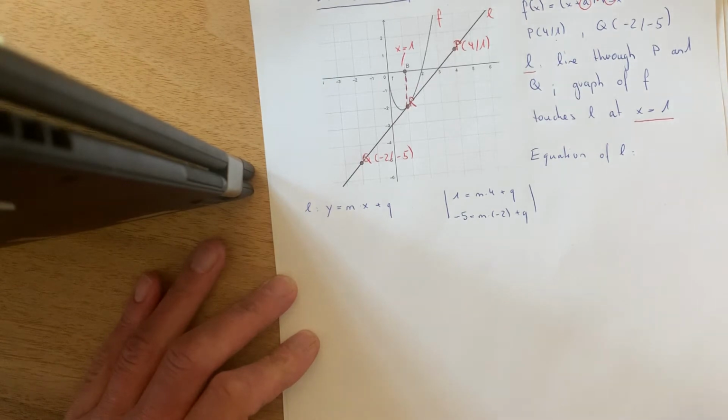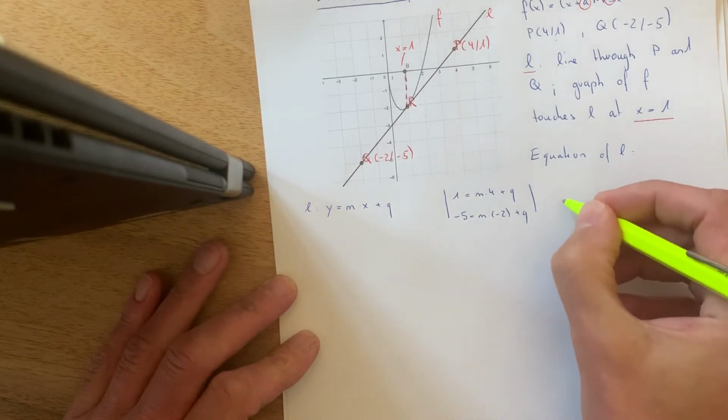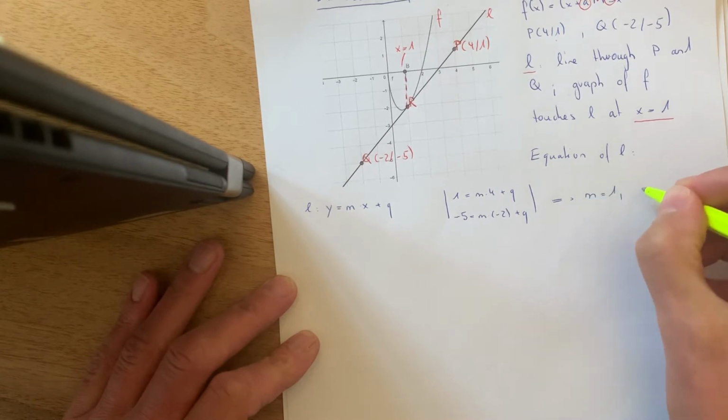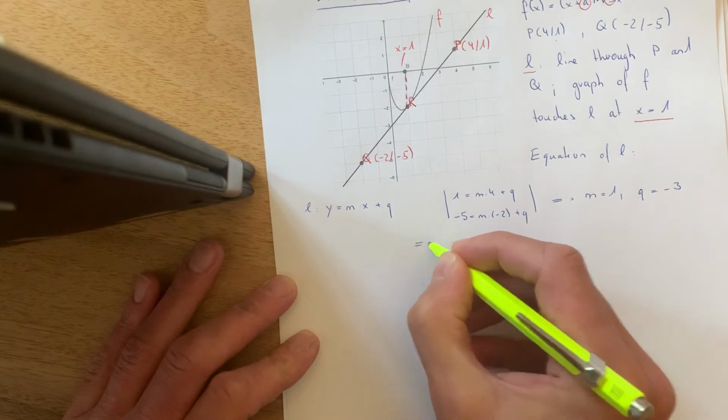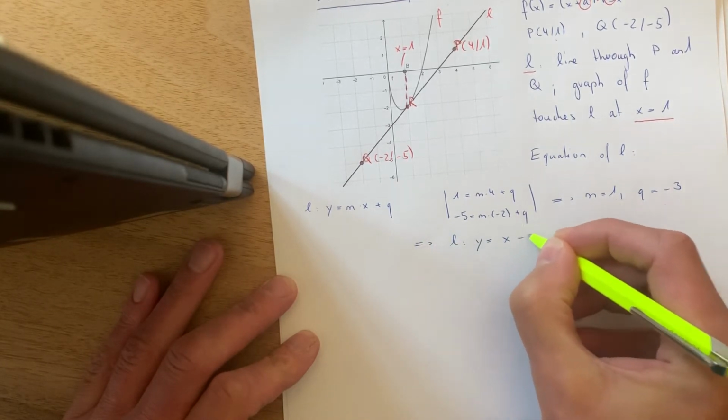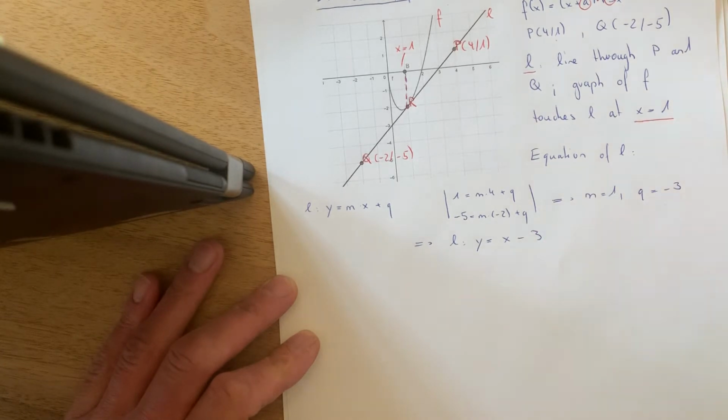And then we take our calculator and solve the system for m and for q, leading to m equals 1 and q equals -3. So the straight line L is given by y equals x minus 3. So this is the straight line equation.